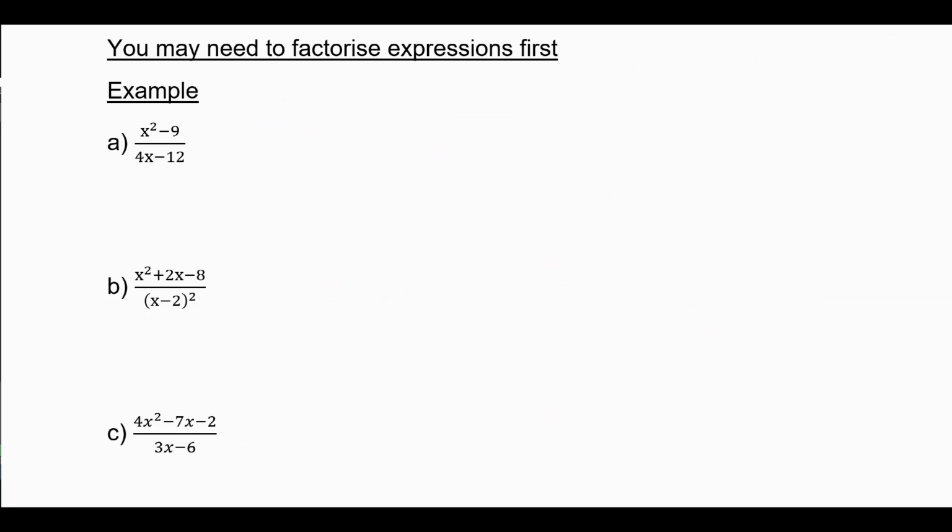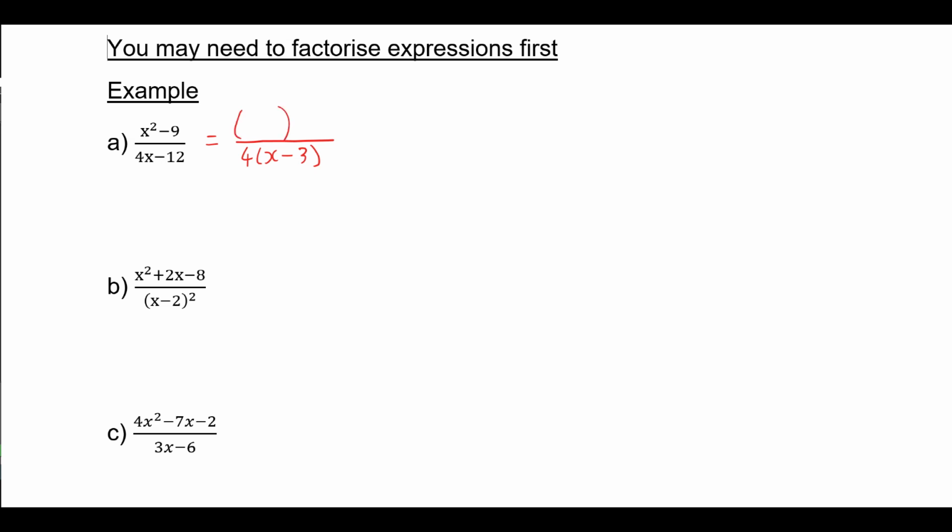You may need to factorize an expression before simplifying. In the first example here, we have x squared minus 9 over 4x minus 12. We can factorize the denominator by taking out a factor of 4, which will give us 4 bracket x minus 3. On the numerator, we need to remember the difference of two squares.